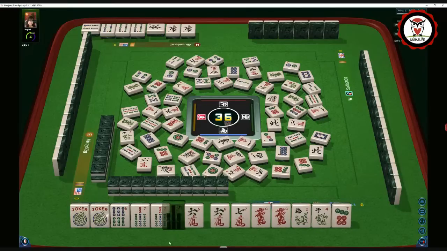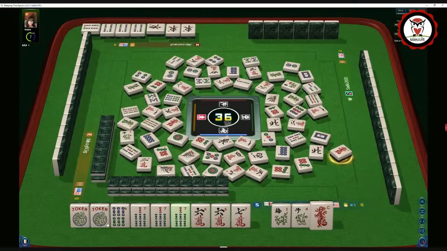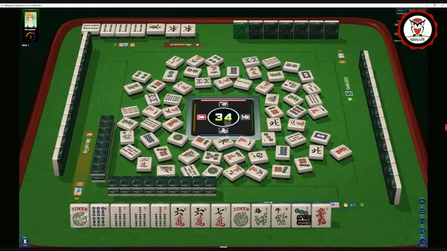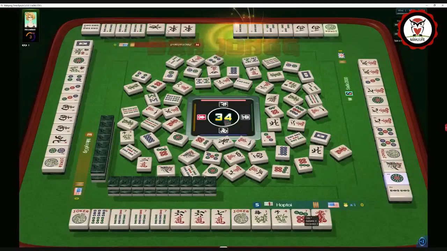7 bam though now. Okay, so now that we have that 7 bam, let's let the dragons go. Red dragon. Now that we have the 7 bam, 9 bamboos, we can play 6, 7, 6, 7. Oh, we got a winner.